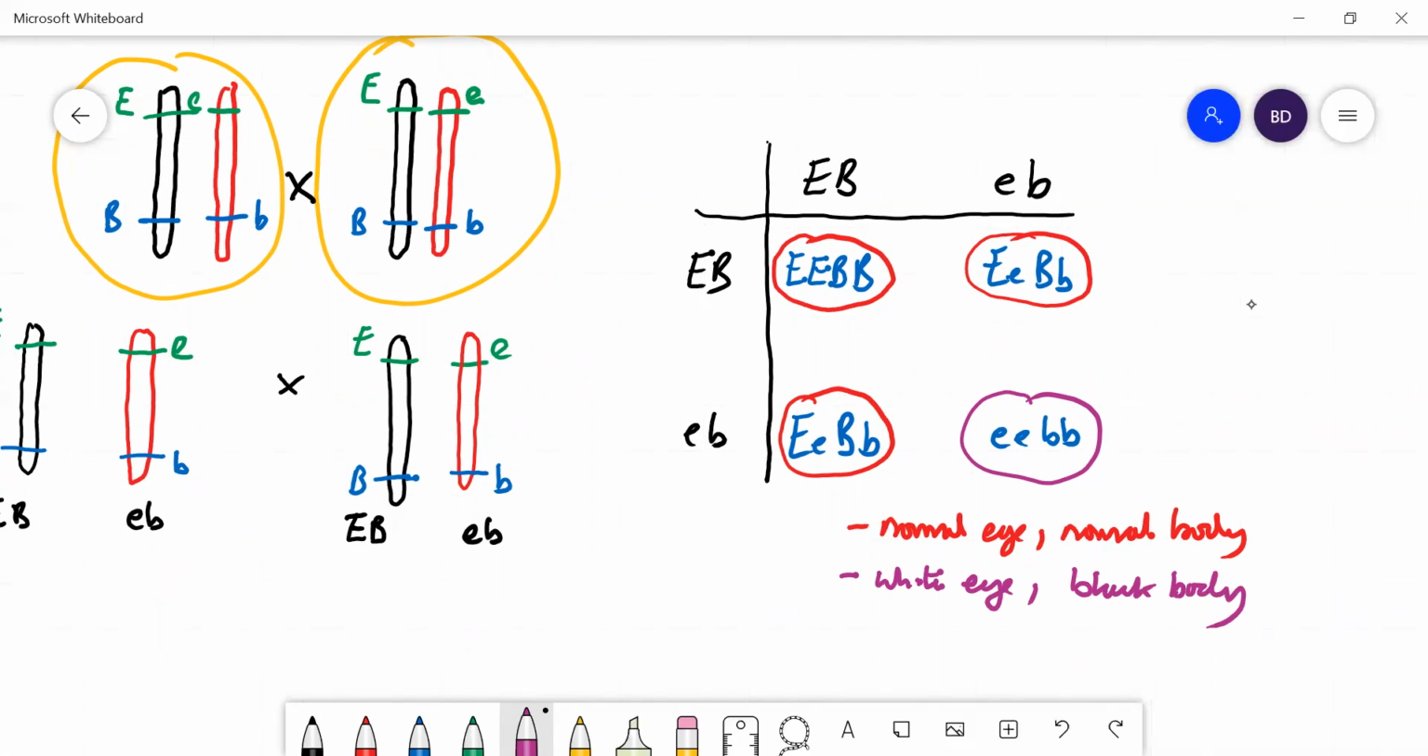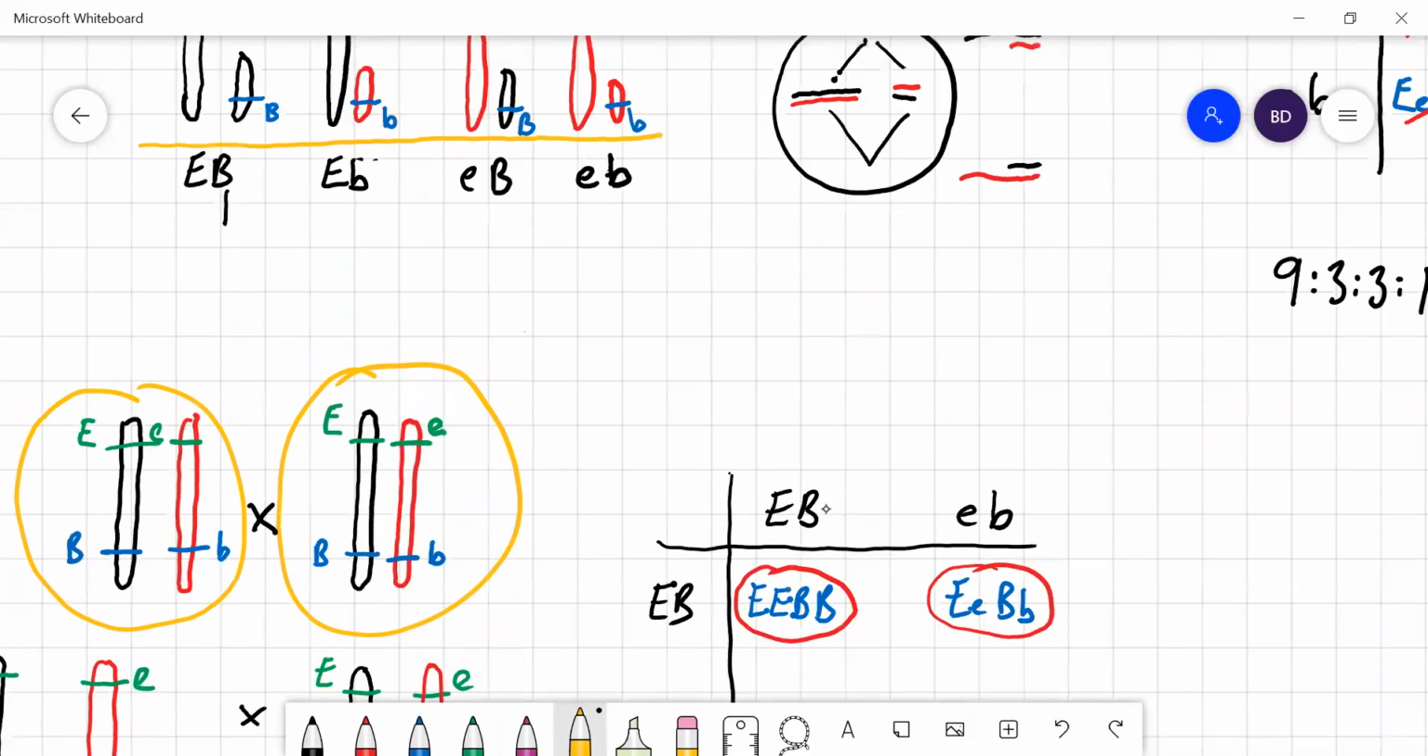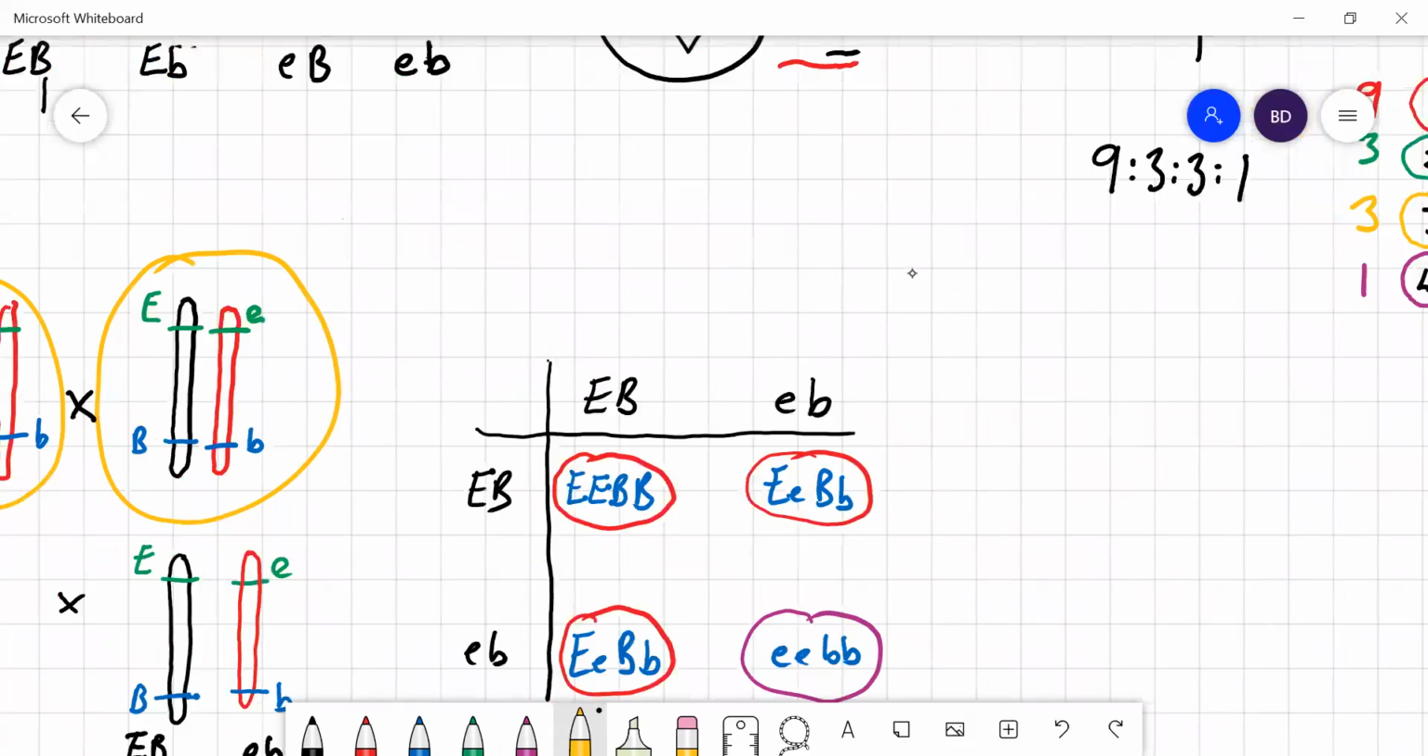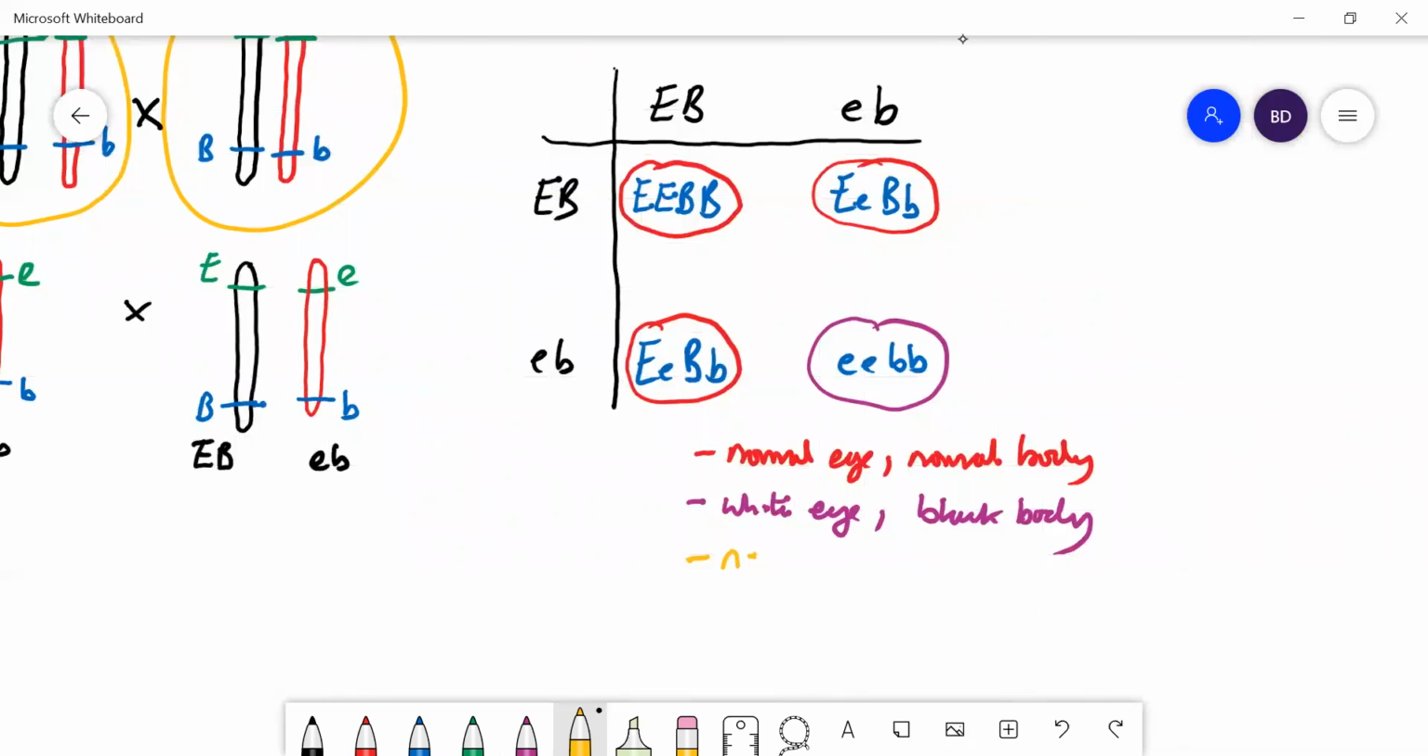And if you look, we didn't get any of the other. It's impossible to get the other one. So the yellow one we said was normal. Just check it the right way around. Which one did I say that the yellow was? Normal eyes and black body. Yeah. Black body. And the green was white eye and normal body.